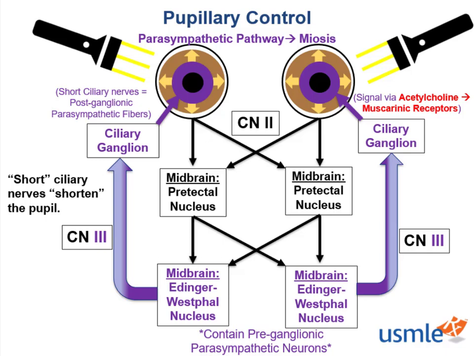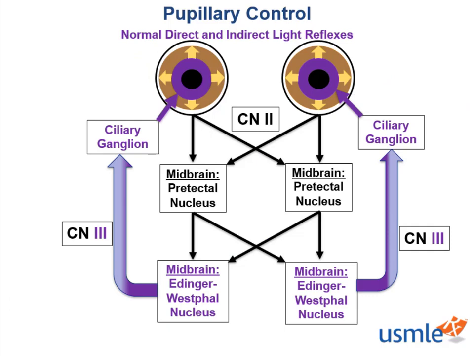Secondly, there are multiple crossovers in this pathway, as both cranial nerve 2 and pretectal nuclei send projections bilaterally. This is important because these crossovers explain the indirect consensual pupillary reflex, such that light shone directly into one eye causes constriction indirectly in the opposite eye. Now, let me show you normal direct and indirect light reflexes within this pathway.